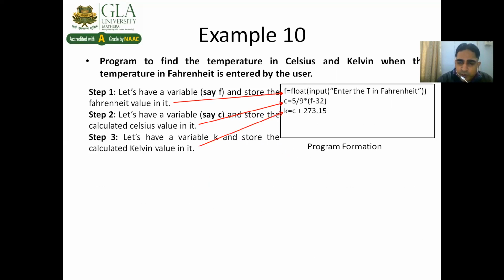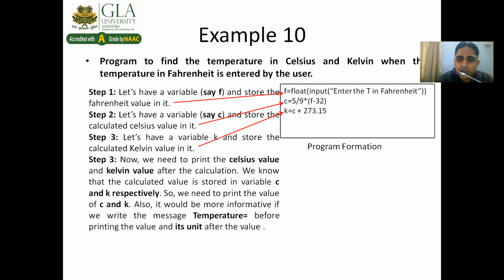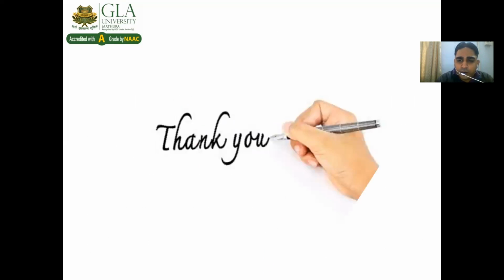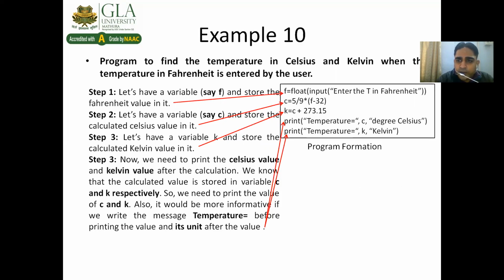And then we know that the Kelvin value we can get by adding 273.15 to the Celsius value. Then we are printing whatever output we actually desire. So we will be getting the output. The output I am leaving for you as an assignment.